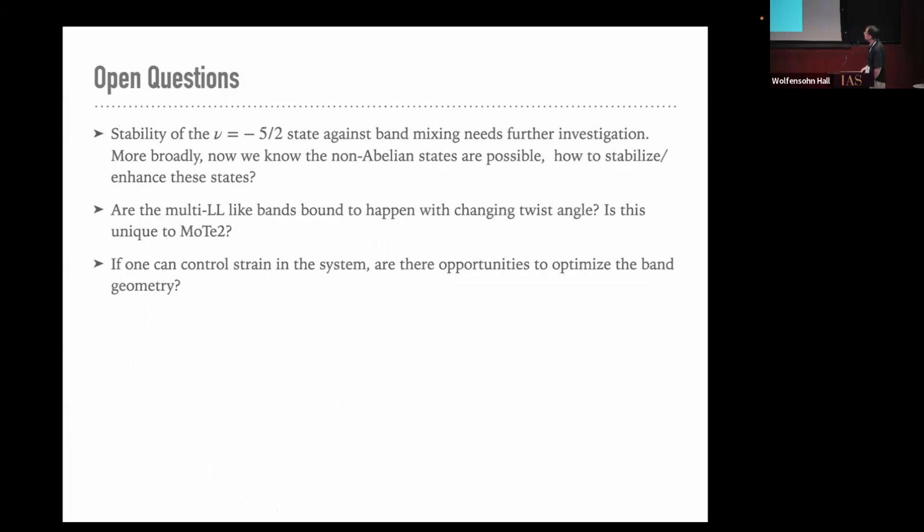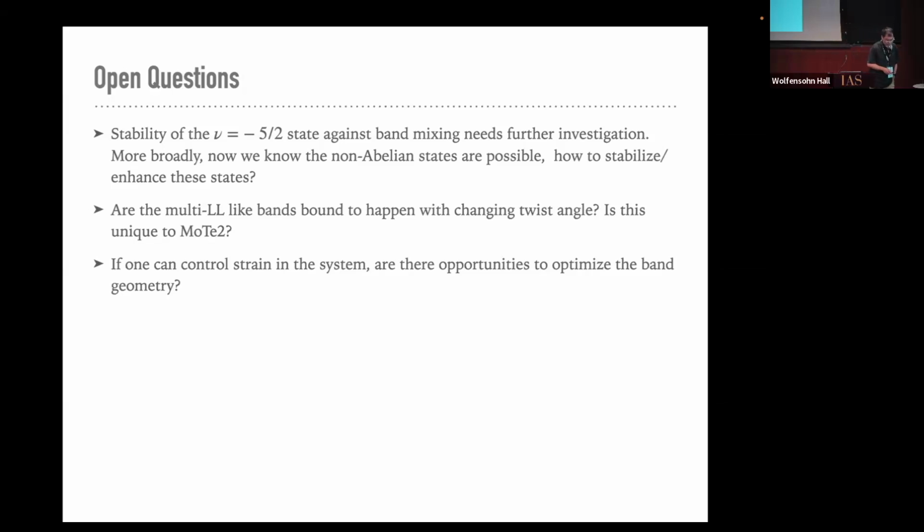So what are the open questions? First, even though, as I said, this is a very crude calculation with a lot of approximation involved, and I guess there's a tendency to see what we want to see, the stability of this state against band mixing needs further investigation. And more broadly, now we know, at least on a single particle level, we can confirm that you can realize this second Landau level. Now, how do we stabilize those non-abelian states?